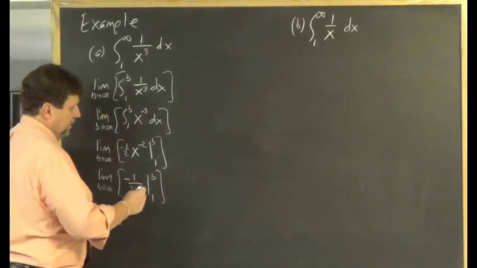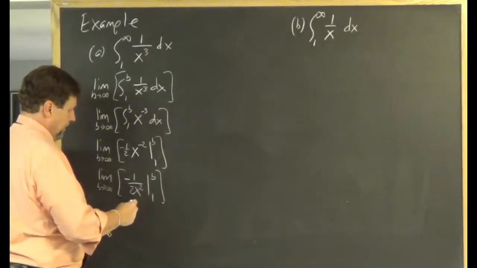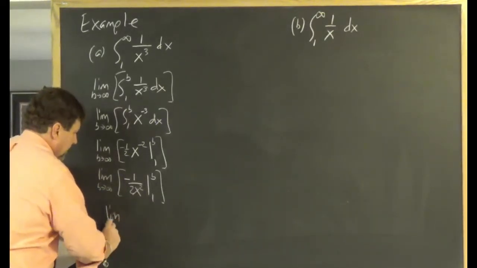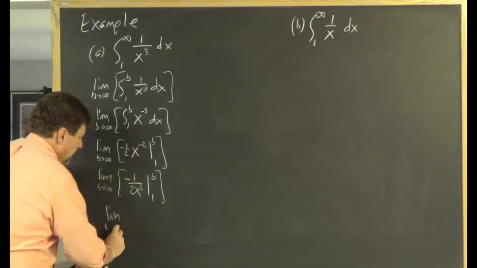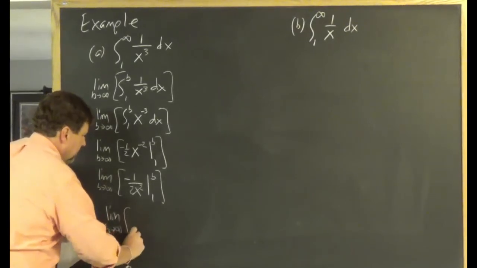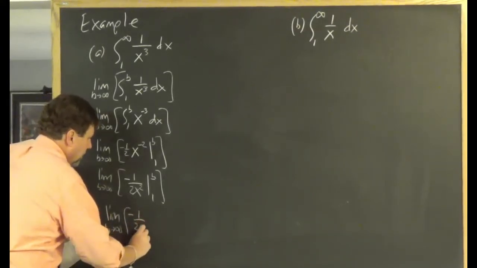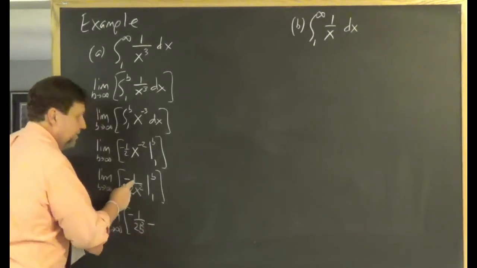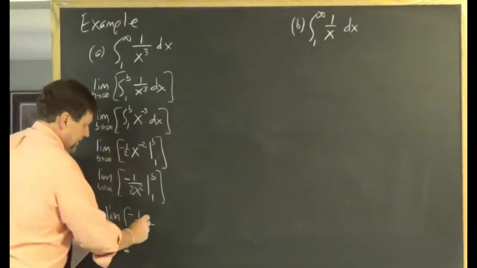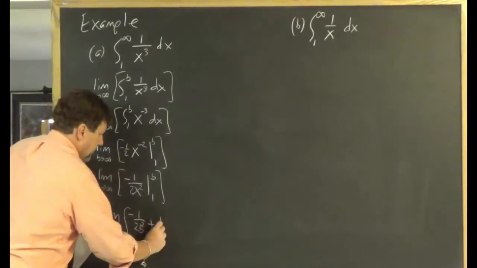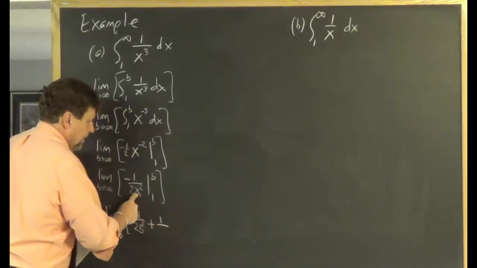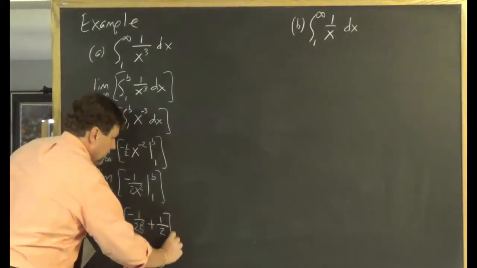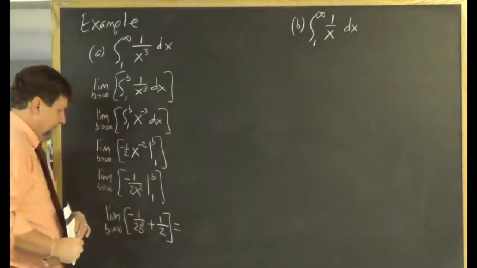And, okay, so now I can use my fundamental theorem of calculus. So I have the limit as b goes to infinity, negative 1 over 2b squared, minus negative. As soon as I say minus a negative, I might as well make it a plus, 1 over, let's see, 1 squared is 1, 2 times 1, 2, 1/2.